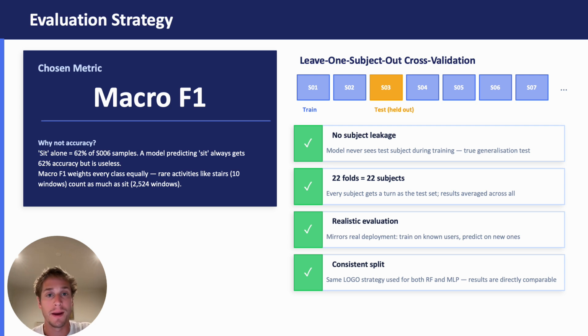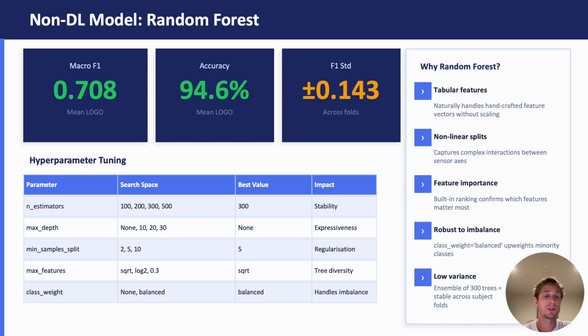So the first model trained is a non-deep learning model. It's a random forest model, and this one had a very high accuracy at 94.6%, but a somewhat average macro F1 score. And this is to be expected because, again, looking at those class imbalances, some of the activities like stair climbing were very, very rare and minimal, and so it probably had very poor predictions on those. We'll look at the classification reports later.